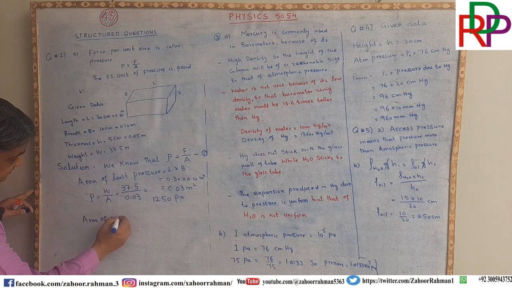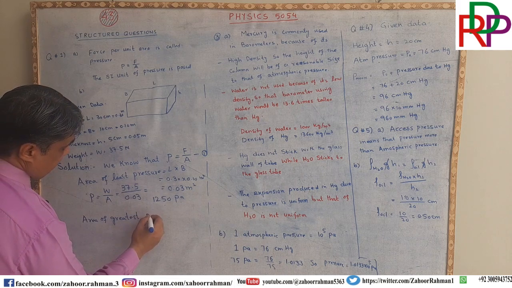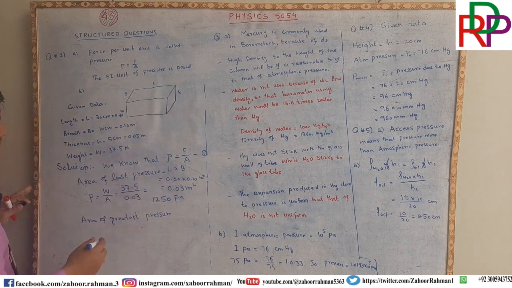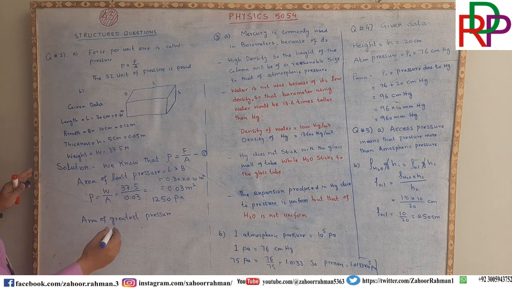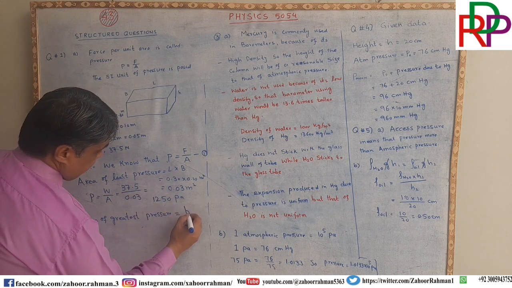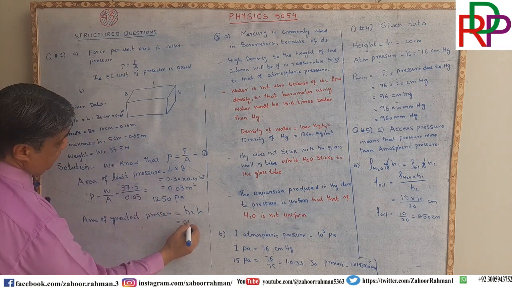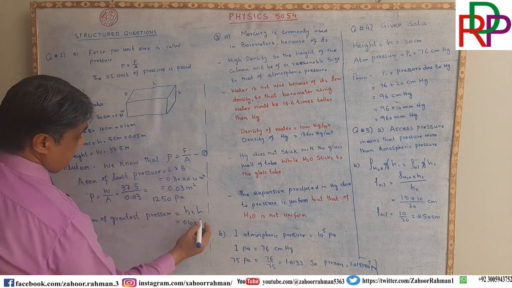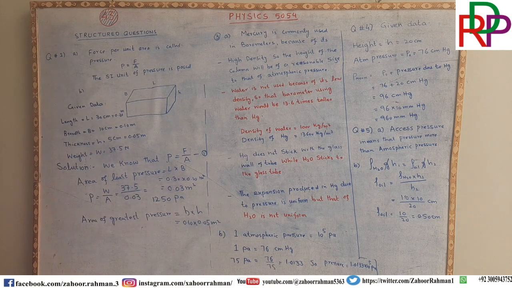Area of greatest pressure. So it will be at the bottom. So we have to find that as the length and breadth into height is equal to breadth into height. Breadth is given as 0.10 meter, and height again we are using 0.05, and that will be meter square.